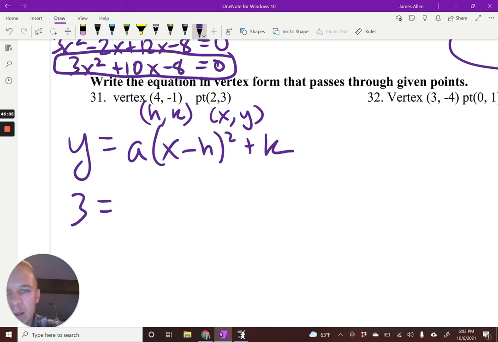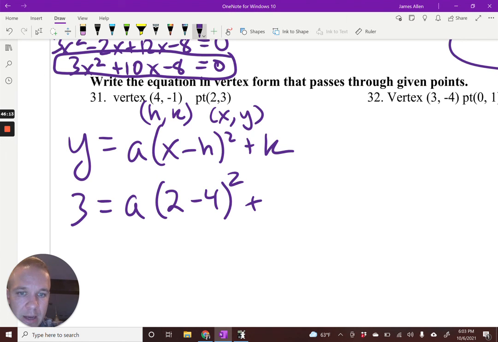So I have 3 for y. I don't know a. For x, I have 2. For h, I have 4, squared, plus, and then for k, I have negative 1. So I'll just do minus 1.